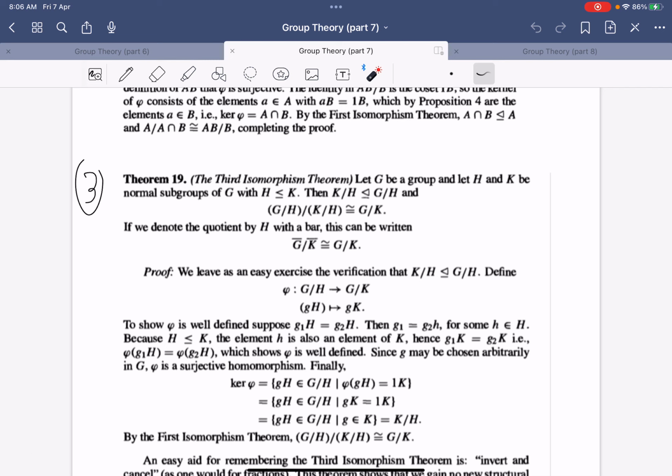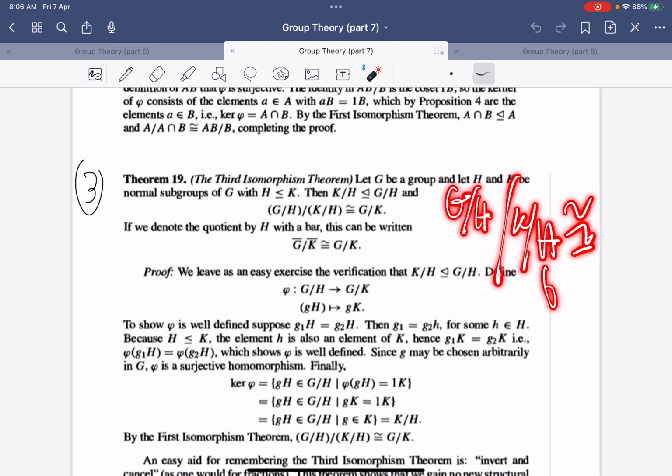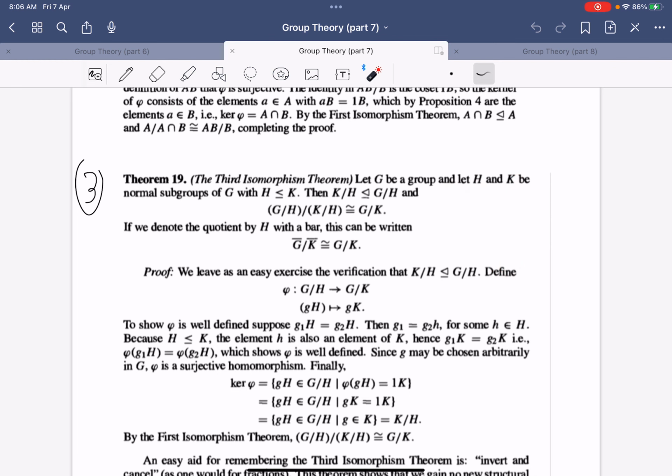Now we move on to the third isomorphism theorem, and you can just think of it as a fraction, as a way of remembering it easily. What we really want to say is that G quotient H, and then you quotient it with K quotient H, will be just isomorphic to G quotient K. So we denote the quotient by H with a bar. You can just write it as the following.